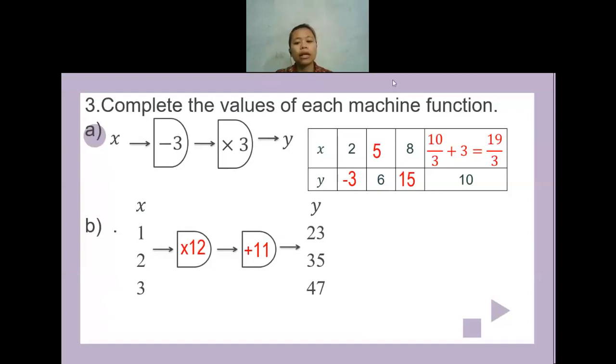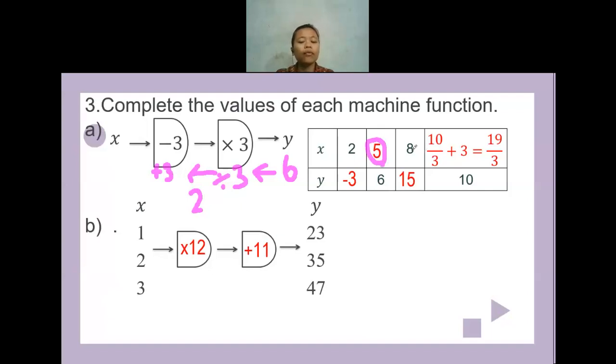Now for the second column, we already have the output. We need to find the input. When we have the output, we work from the back, using the opposite. We have the value of y. The opposite of times 3 is divided by 3. So we have 6 divided by 3, which equals 2. After that, the opposite of subtract 3 is plus 3. So 2 plus 3 equals 5. That's why the input will be 5.